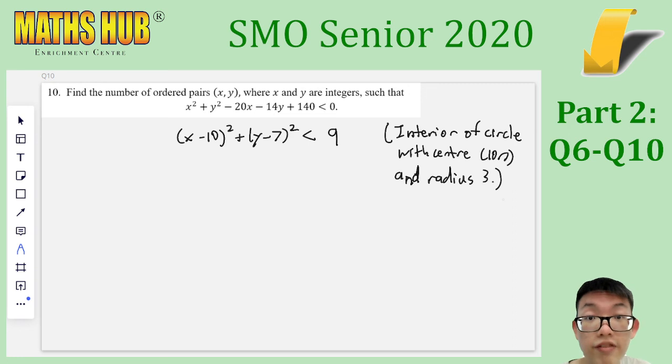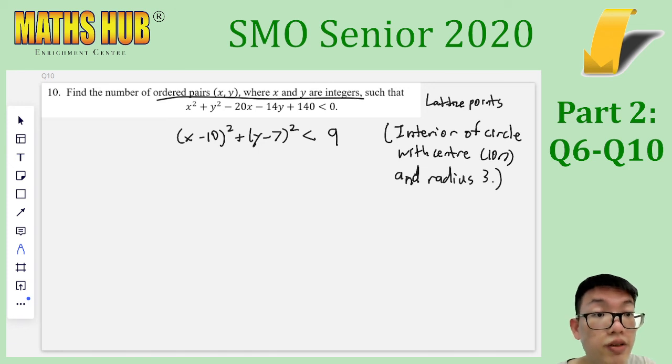When we are asked to then find how many ordered pairs x, y are there in the interior of the circle, the number of ordered pairs x, y that are integers is basically the number of points with integer coordinates, which is lattice points. So that's what ordered pairs x, y, where x and y are integers, refers to. It is just lattice points.